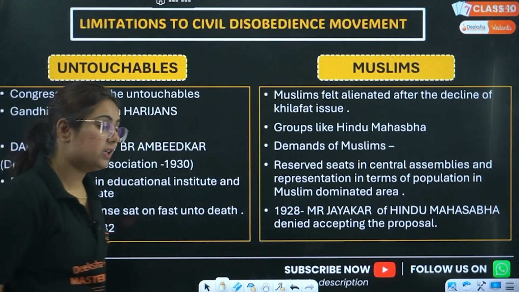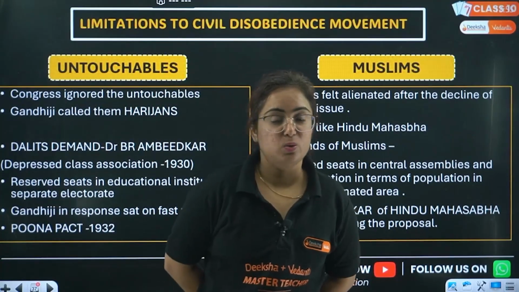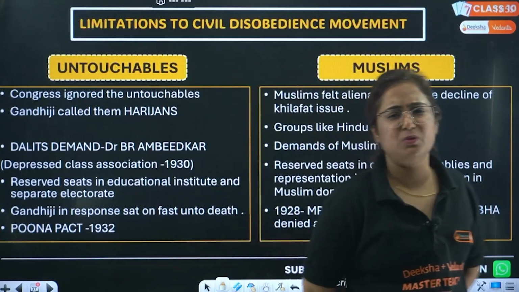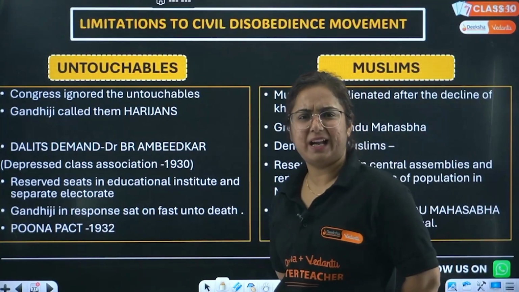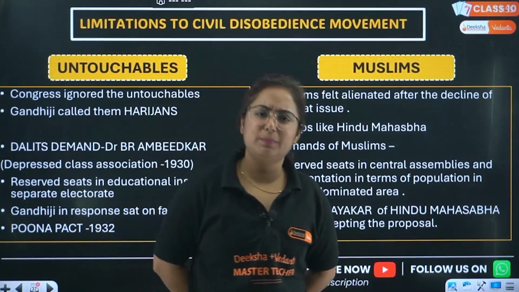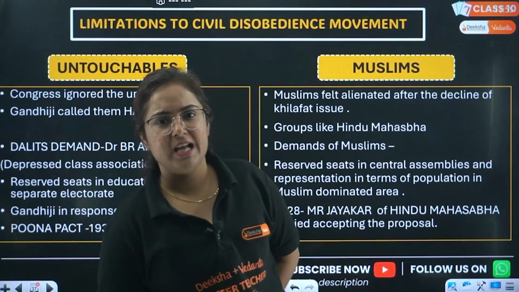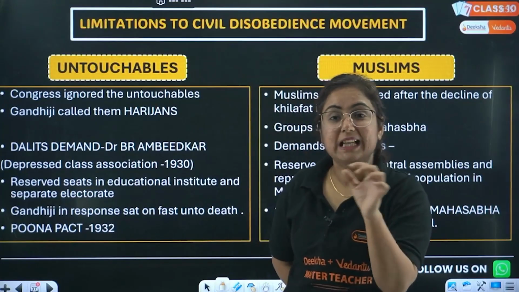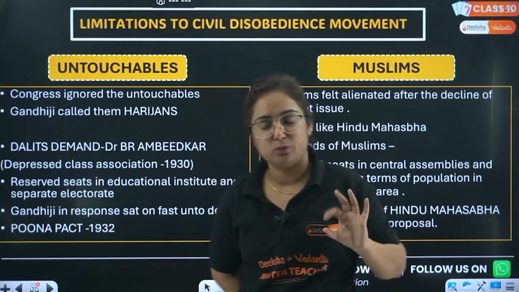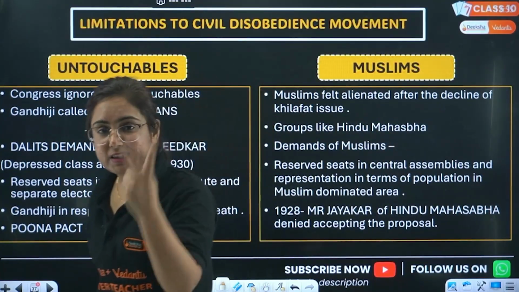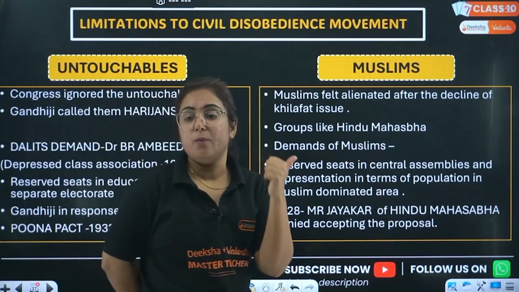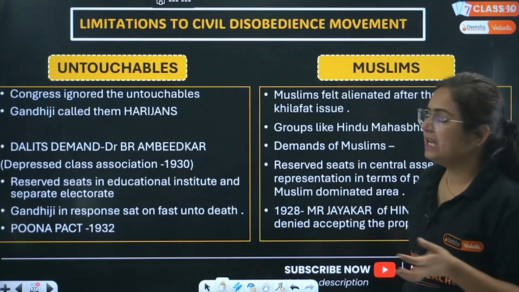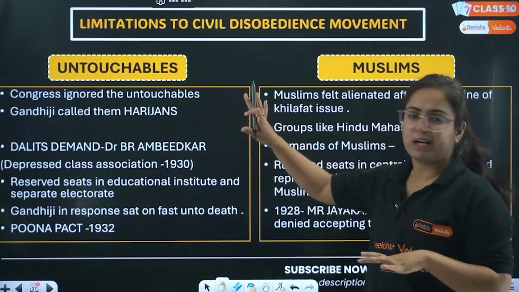But there were some people who did not participate, and these were the limitations to the civil disobedience movement. See, India also had politics behind it. The Indian National Congress and other parties also had politics behind them, right? And that politics led to the partition of India somewhere. So what were the limitations to the civil disobedience movement? There were two groups reluctant to join: one was Muslims and the other was untouchables. First we will talk about the untouchables.